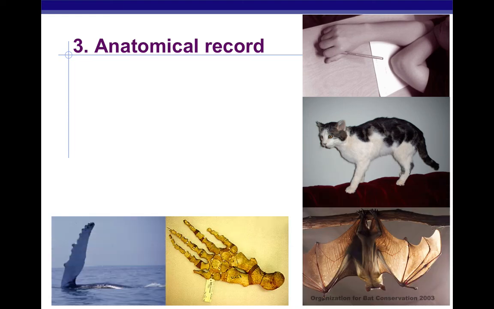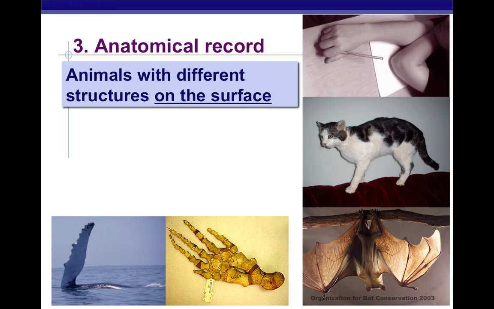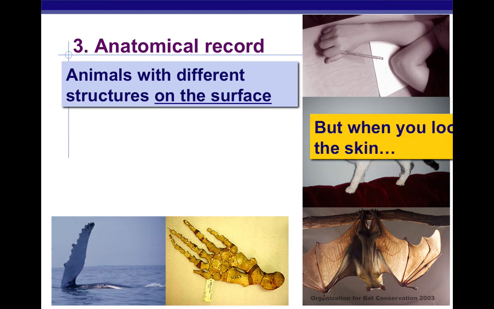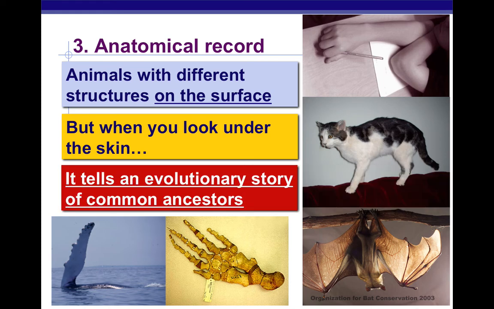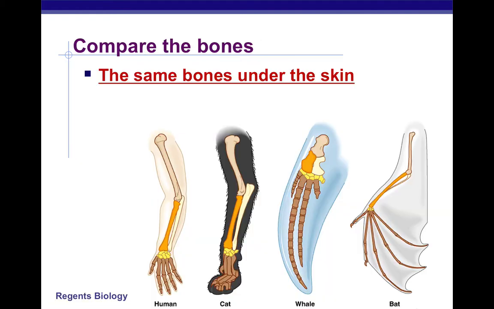Okay, so that was the fossil record. Now we're going to look at what we call the anatomical record, so looking at structures of organisms and how the structures are related. Humans, cats, bats, whales may look different on the surface, but they're actually fairly closely related to each other, because when you look under the skin, it shows a lot of similarities.